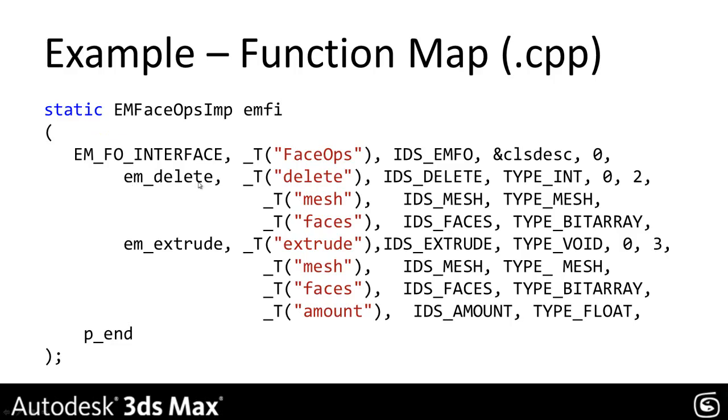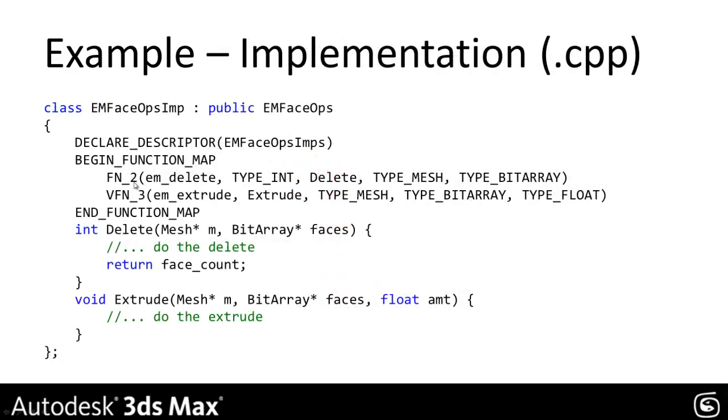So for example, here's the index or the enum, the name, the localizable string, the type that it's returning, and then there's another parameter here, but the important one is how many parameters are used in the function. So in this case it's 2, 1, 2, and in this case it's 3, 1, 2, 3. Okay, so those numbers need to match these macros. All right?